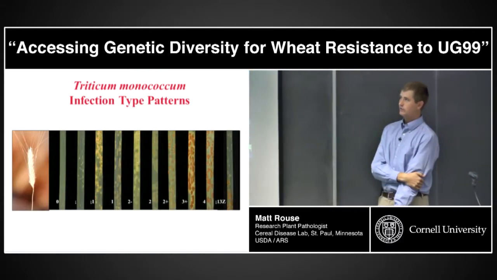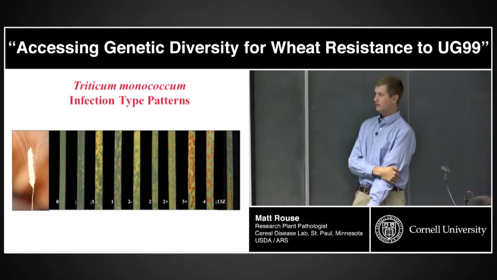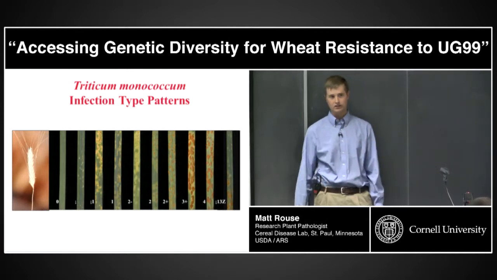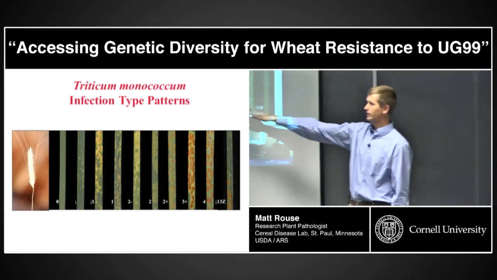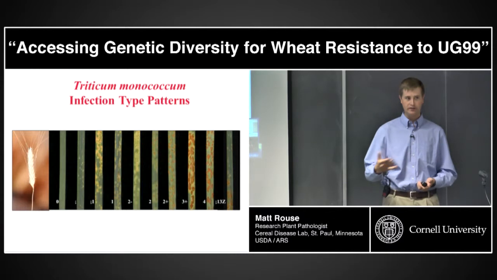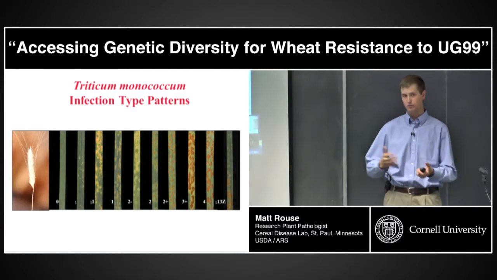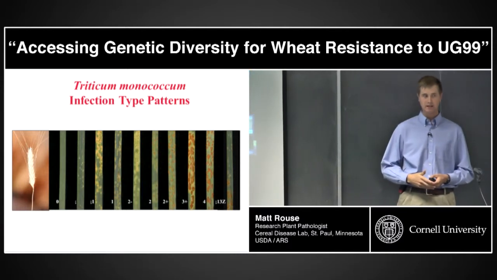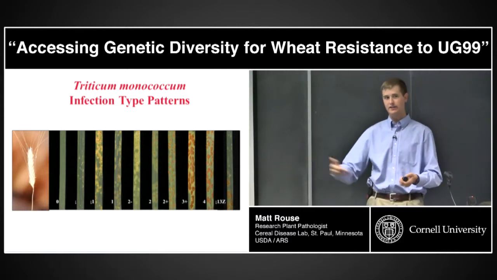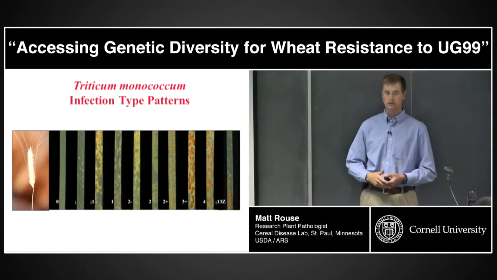And so for these wild relatives, you can do a seedling assay, just like I showed at the beginning of the infection type scale. And so this is Triticum monococcum seedling leaves that are inoculated with the stem rust pathogen, and you can see that we can discriminate resistance and susceptibility. And within 21 days, we can plant a seed and get a phenotype, which is quite useful for phenotyping.